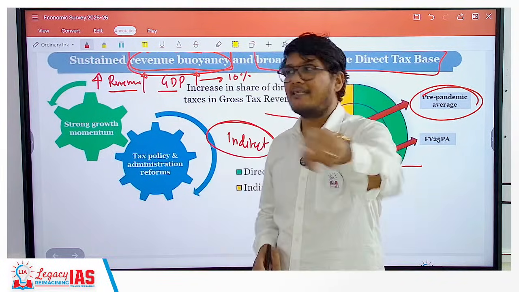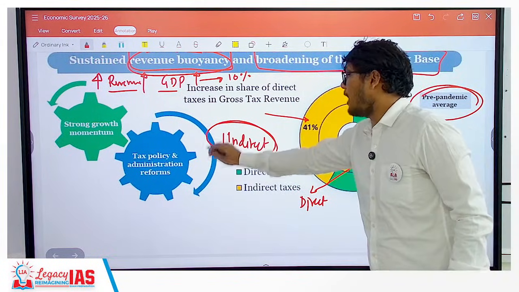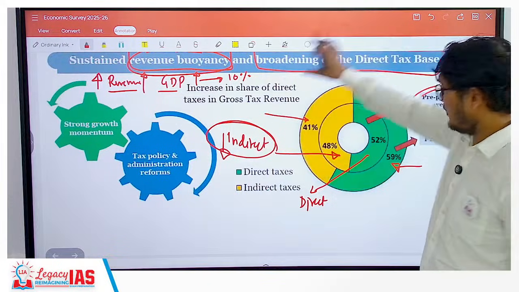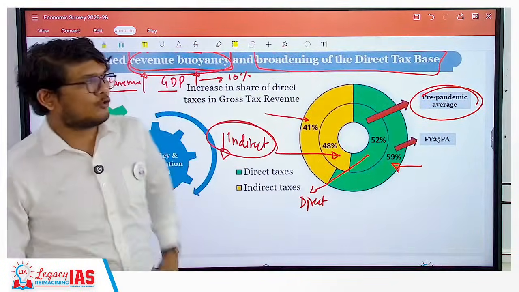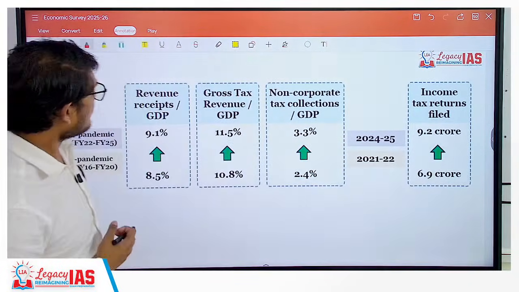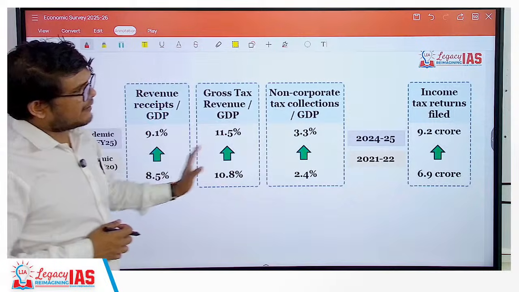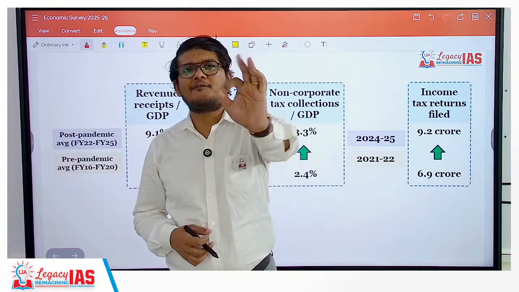And that regressive indirect tax now has a lower percentage in the total tax collection, which is again a really good thing for the economy and for the people of India, right? Then these are a few things mentioned in the economic survey, all of which have seen growth.